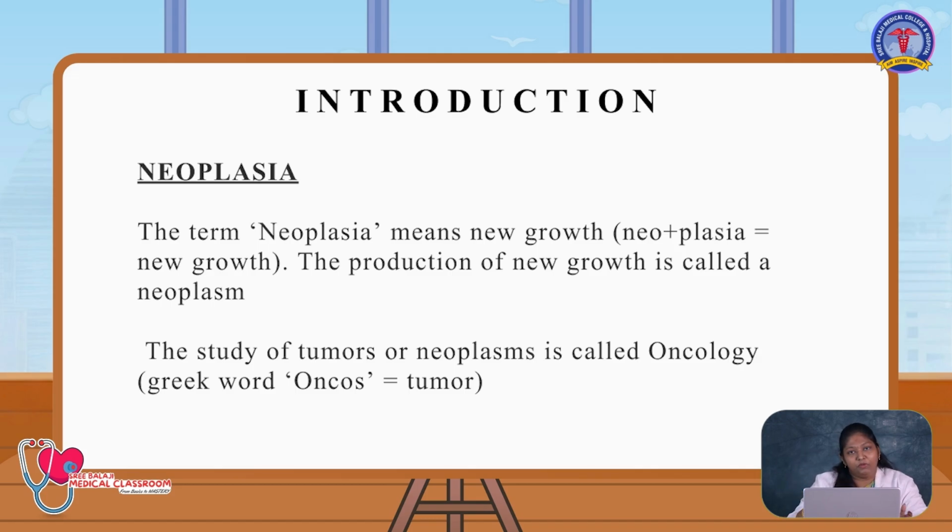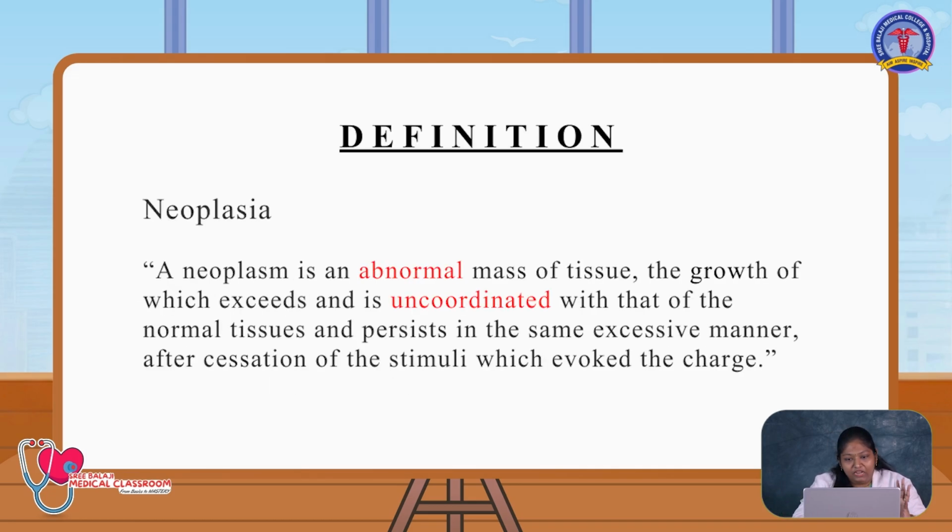These are the terms we put into the definition of neoplasia. The definition is: an abnormal mass of tissue, a growth which is totally uncontrolled compared to the normal tissue, and which persists even after cessation of the stimulus. These are the cardinal features you have to put into the definition. Please don't memorize it and write it. It is an abnormal, uncontrolled growth which persists even after cessation of the stimulus. So the first part, the introduction with the definition, is over.